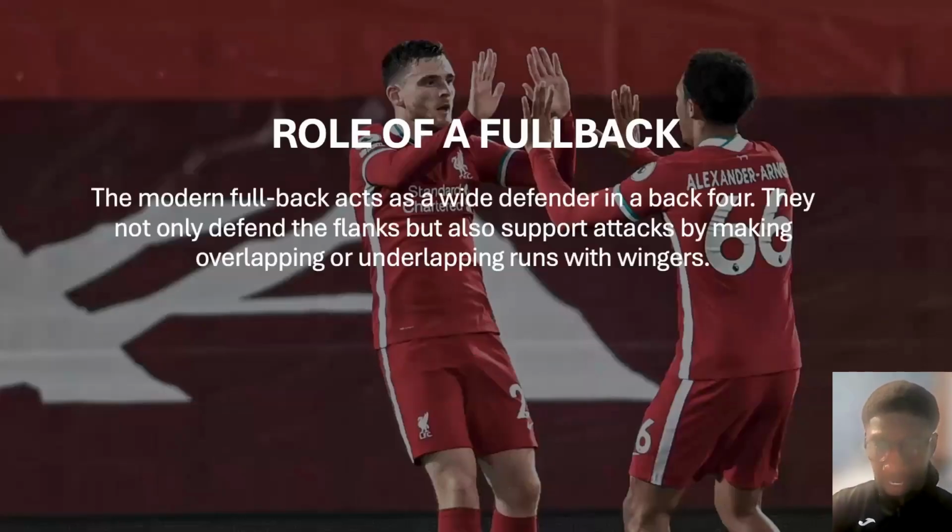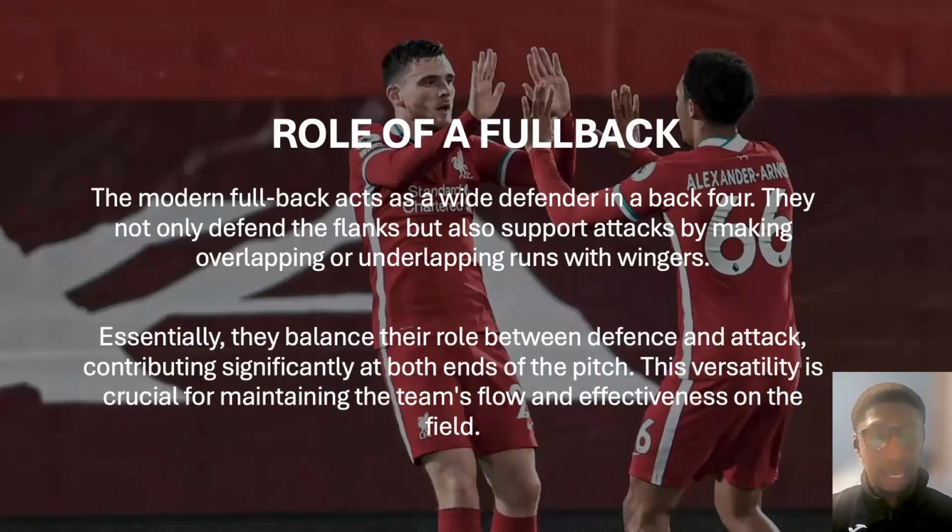So the role of a fullback, essentially in a back four, will either be a right back or a left back. Not only will they defend, but they'll also be required to support attacks by making overlap or underlapping runs with the wingers. Essentially they balance their roles between defense and attack, contributing significantly at both ends of the pitch.